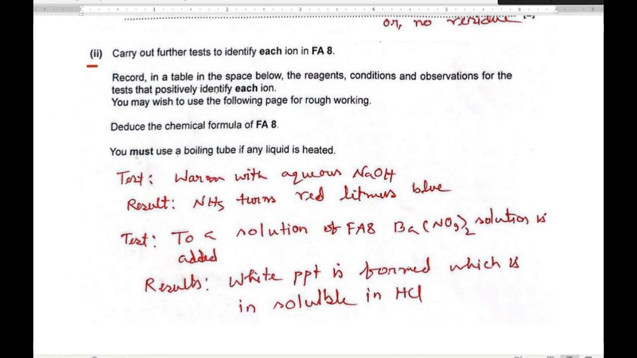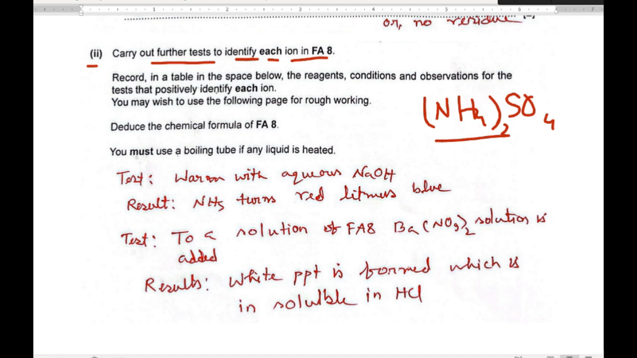Now, to carry out further tests to identify each ion in F8, as F8 is ammonium sulfate, you don't know at first. You got from the first test that ammonium ion is present, but sulfate you don't know. Record in the table in the space below. You have to write reagent, condition, observations, and mainly reagent and observation you must write for the test that positively identifies each ion. Write the positive test.